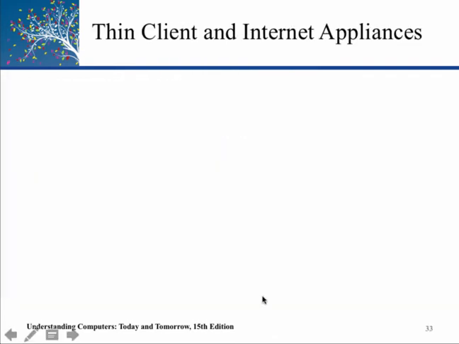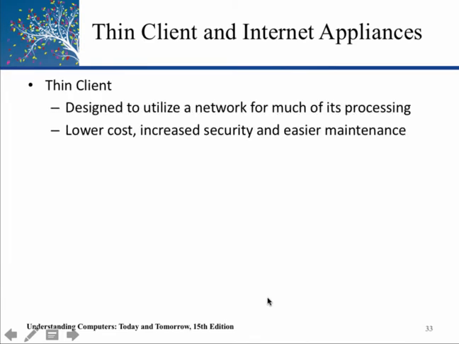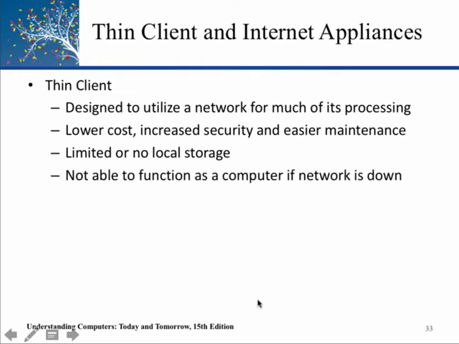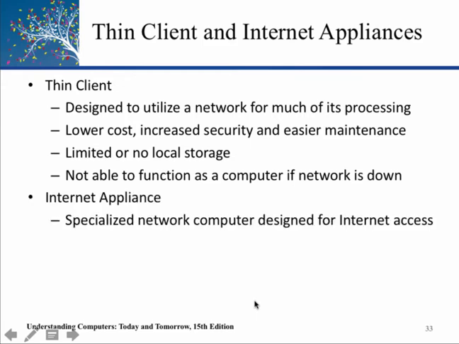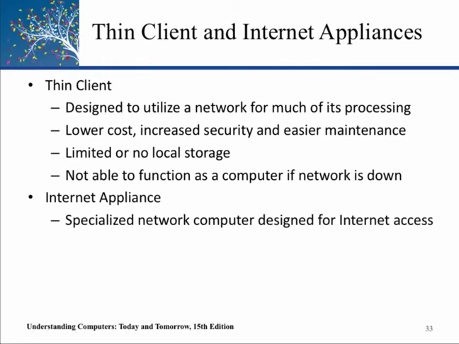And then that next set is what we call thin clients. These are machines that do most of their work on a network. They're cheap, they're very secure, they're easy to manage. They don't have any storage on them, and they don't even work if the network is down. These are just really internet thin clients, as in not a whole lot on them. Now we have internet appliances, which is a computer network designed for internet access, deliver news, sports, weather, you name it.